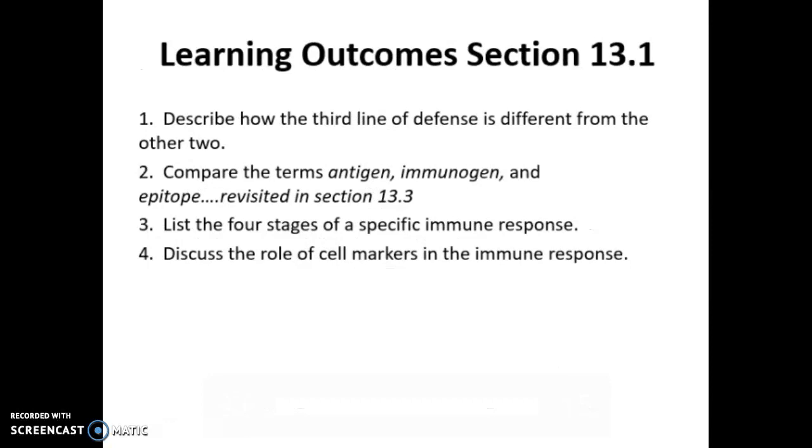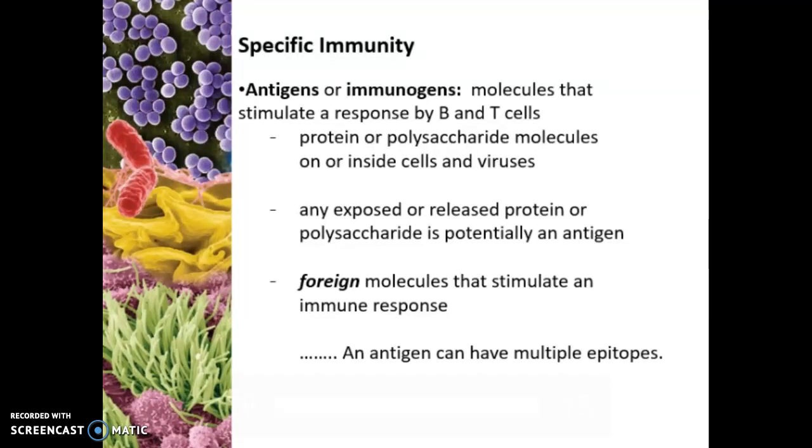All right, in section 1, we're going to look at why and how the third line of defense is different from the first and second lines. We're going to look at different terms such as antigen, immunogen, and epitope, and be able to define and understand those. And we'll also revisit those terms in section 3. We will look at the 4 stages of a specific immune response, and then also discuss the role of cell markers within this whole process of the immune response.